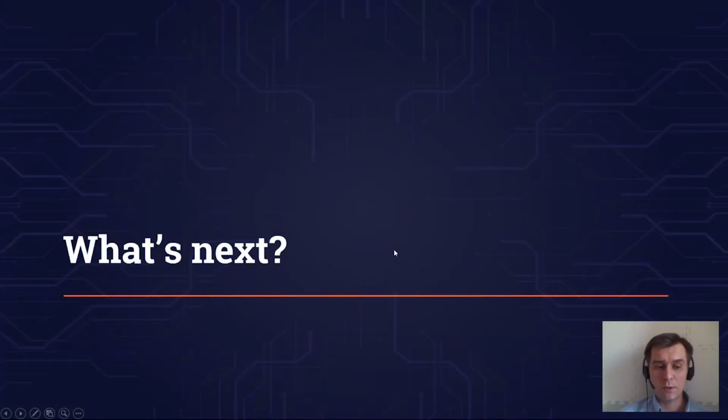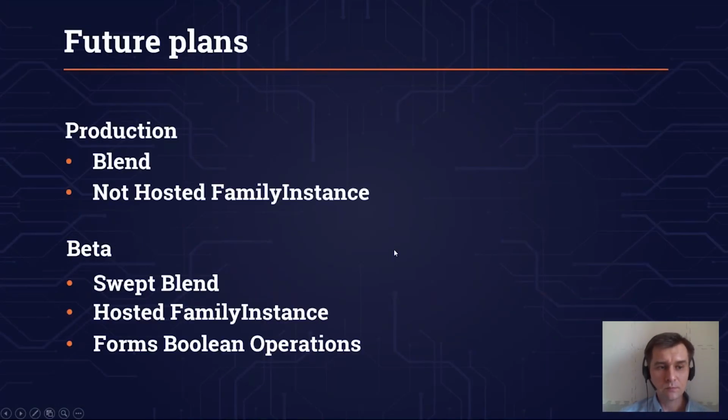So, in a couple of words, what's next, what we plan for the nearest future. First of all, the goal is to achieve production state of blend and non-hosted family instance, and the beta state of sweep, blend, hosted family instance, and forms Boolean operations. So those are the near future plans, and they are expected to appear at the beginning and the first part of summer.